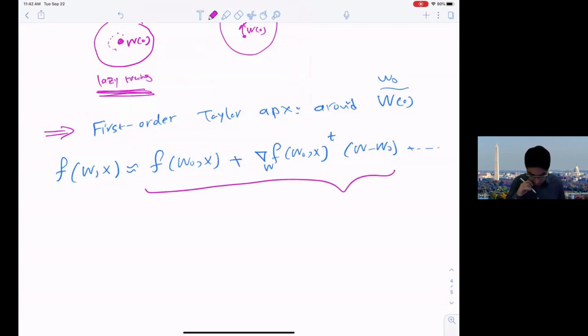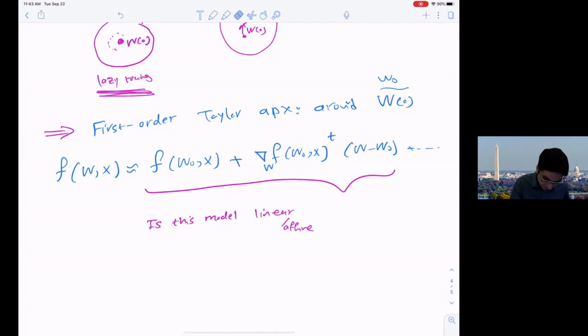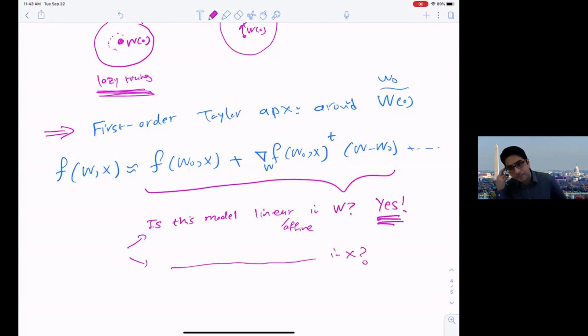Okay, so let's look at this model, this approximation. Is this approximation linear? By linear, I mean linear or affine. Good answers. Yes, it is linear in what? Linear in W. Purposefully, I didn't write that up. So this is linear in W. The answer is yes. Is this model linear in your input, X? No, it is not linear in X. Good. So why isn't it linear in X?